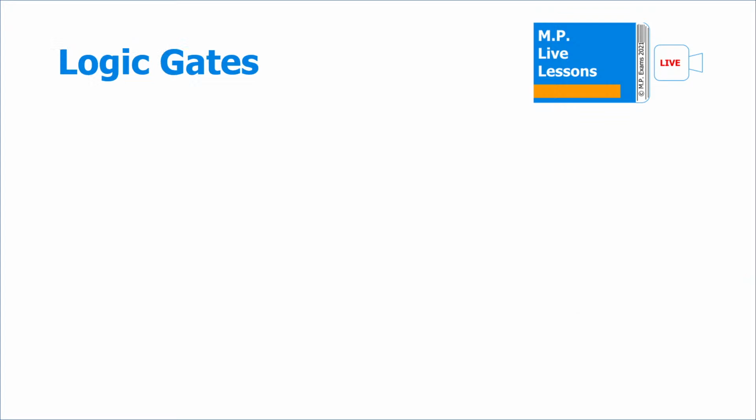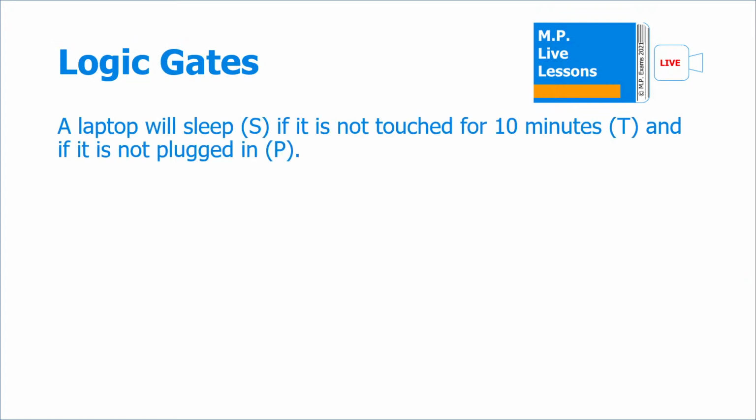Now, other logic gates will have exam questions. For example, a laptop will sleep if not touched for 10 minutes and if it's not plugged in. So S is our output or outcome, and our inputs are like our conditions. And notice a few keywords like not, and, not, and so on.